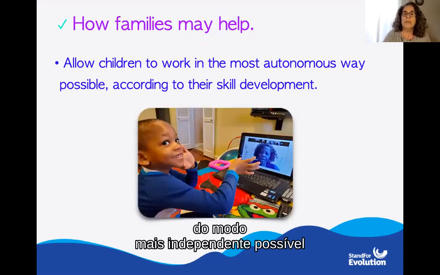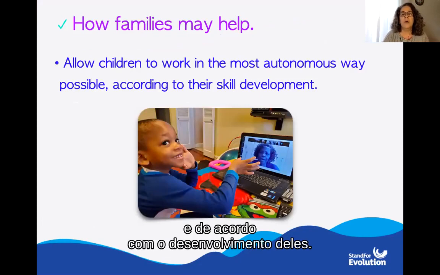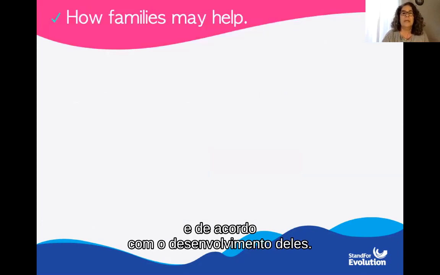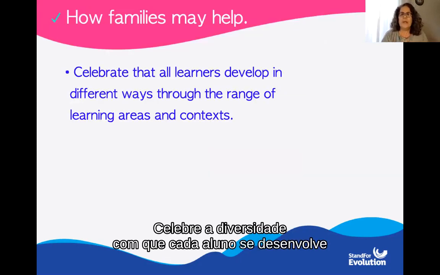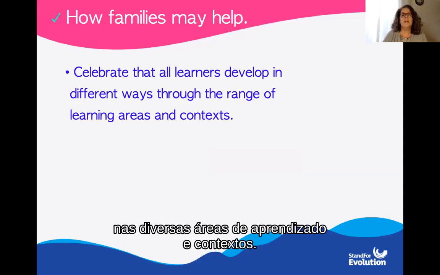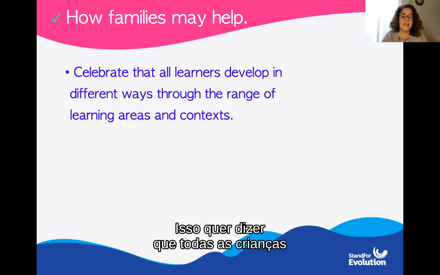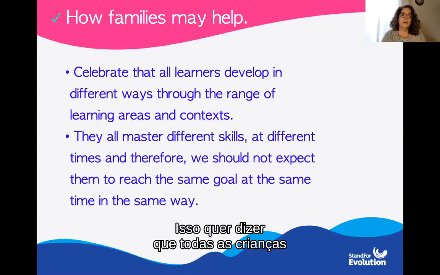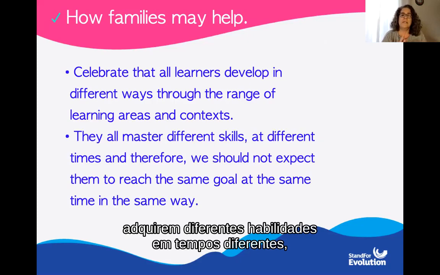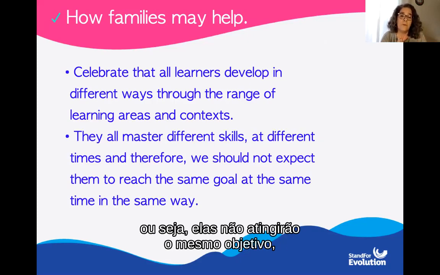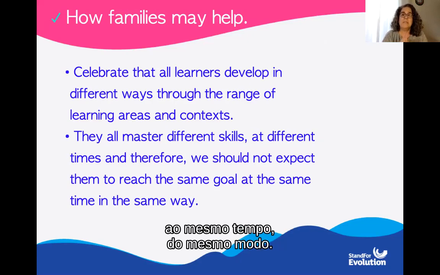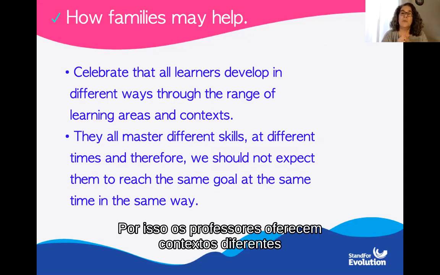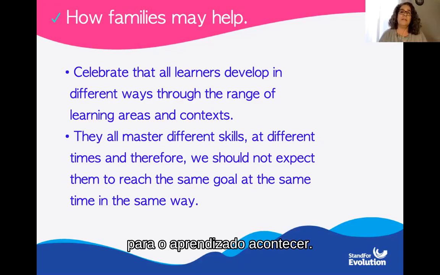Allow children to work in the most autonomous way possible according to the skill development, and celebrate that all learners develop in different ways through the range of learning areas and contexts. That is to say that all children master different skills at different times, and therefore we should not expect them to reach the same goal at the same time in the same way. That is why teachers will offer different contexts for learning to take place.